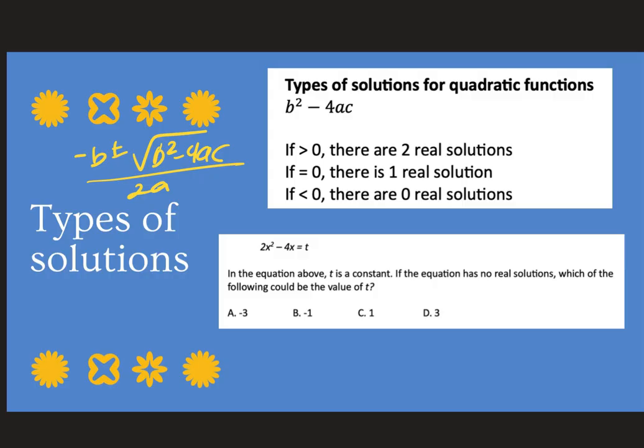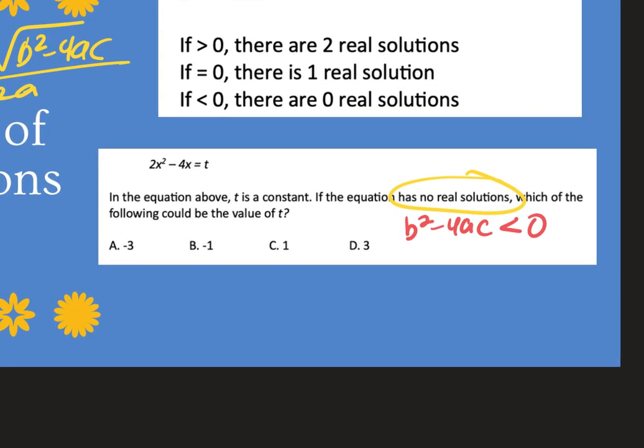So this question says, in the equation above, t is a constant. If the equation has no real solutions, I want b squared minus 4ac to be less than 0. Does that make sense? Okay, so to figure it out, I need the equation to be equal to 0, so I'm going to move t over. So this becomes 2x squared minus 4x minus t equals 0. And then your a is 2, your b is negative 4, and your c is negative t.